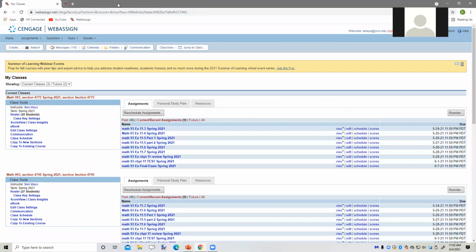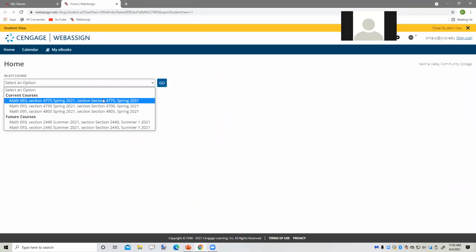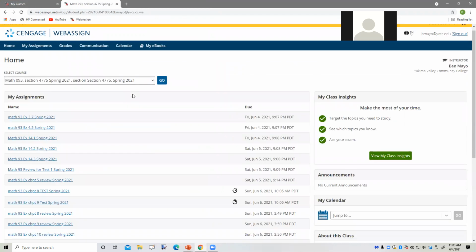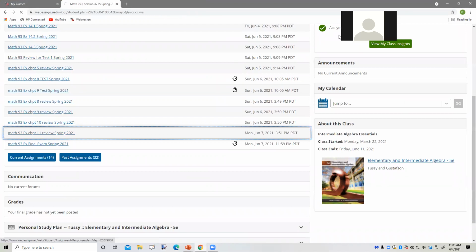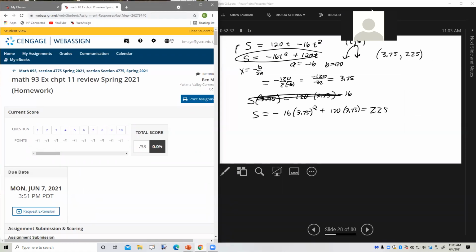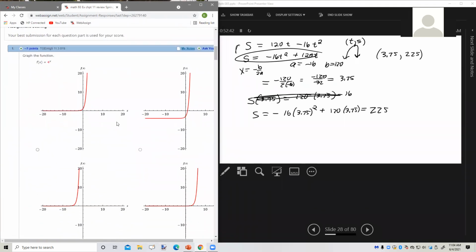Look and see about your test. Okay, so we're going to get rid of that and go back here. Take a look at chapter 11. Besides chapter 11, you just had a test over, right? Okay. Graph the function.